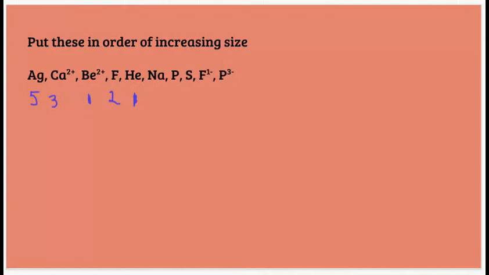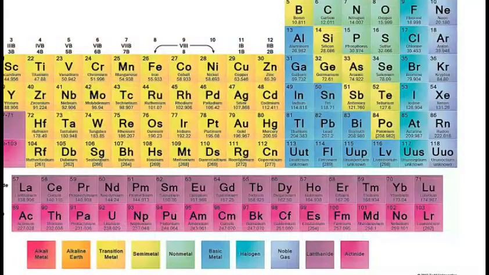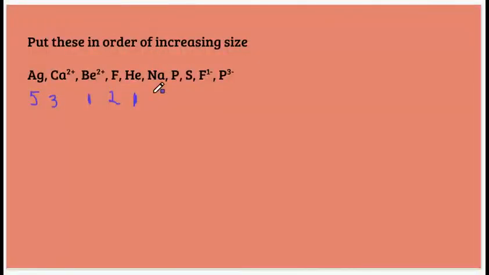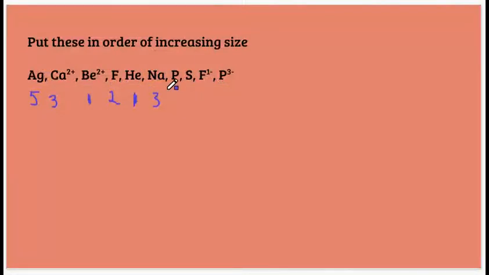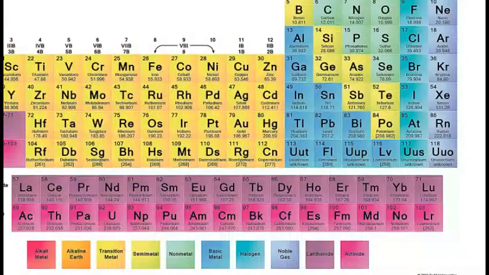Sodium is number 11. It's in the third row, so it has 3 energy levels. Phosphorus, the atom, is in the third row, so it has 3 energy levels. Sulfur is right next to phosphorus, so it also has 3 energy levels.